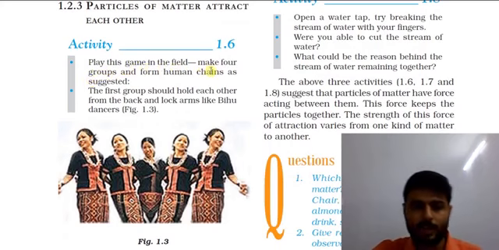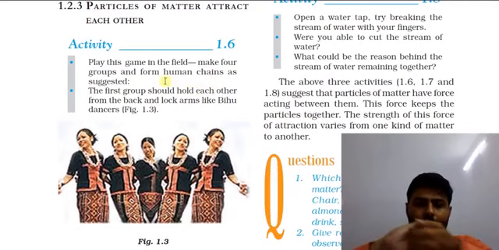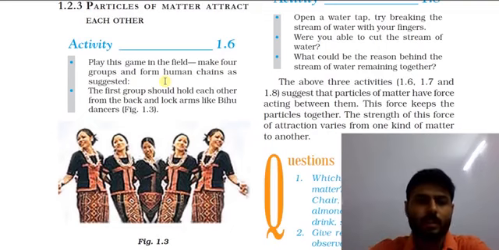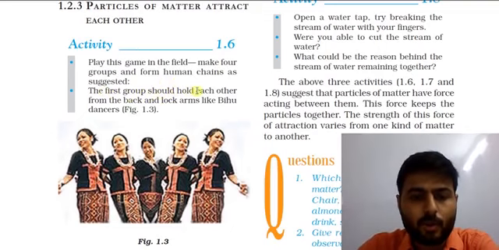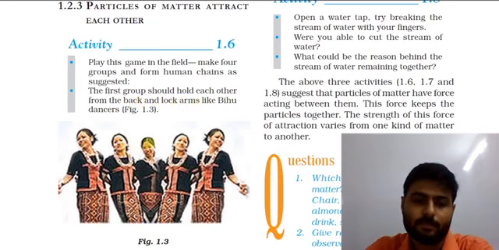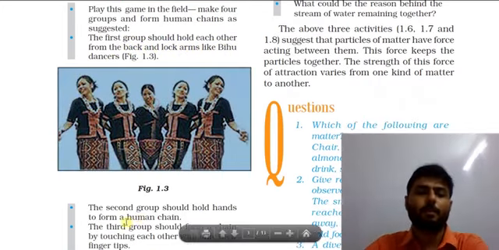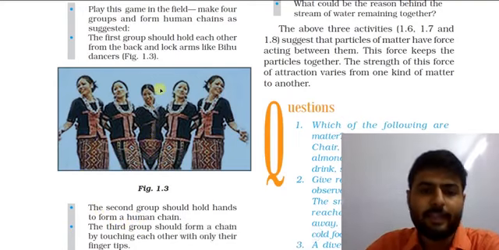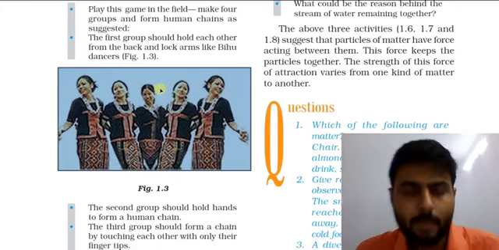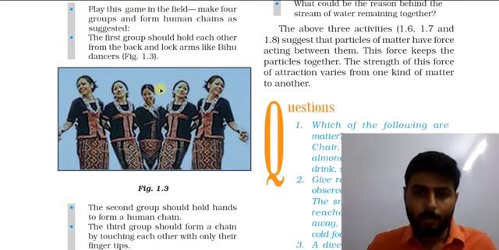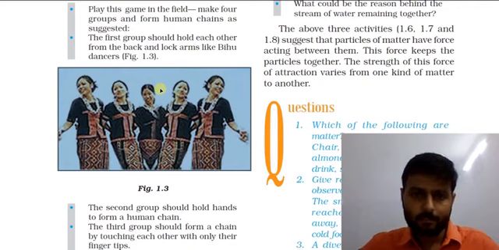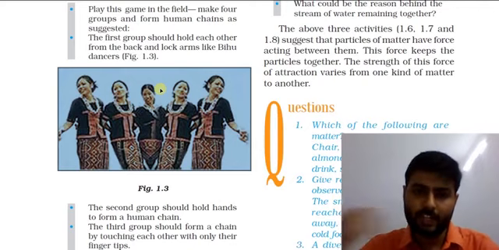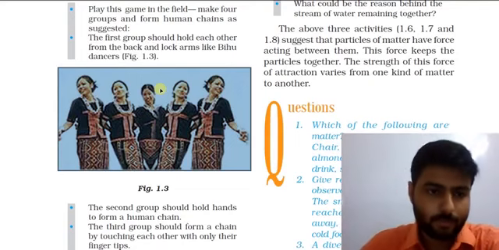Make four groups and form a human chain as suggested. How? The first group should hold each other from the back and lock arms like a Bihu dancer. Here we have a photo of a Bihu dancer. In Bihu dance, what will happen? They create a human chain by placing a hand on the back of another person. Like this we have to form a chain for the first group.